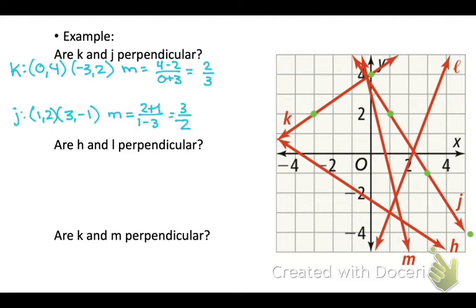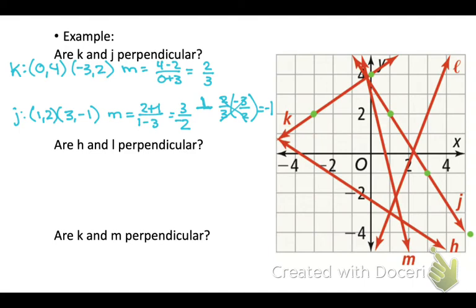Did you get 2/3 and -3/2? Yes. So are they perpendicular? Yes. We have to prove it. What has to happen when I multiply their slopes? It has to equal -1. The 2s reduce, the 3s reduce, and I'm left with -1. Remember that this sign, the upside down T, means perpendicular.